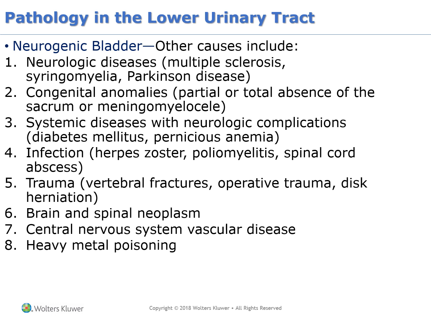And then congenital abnormalities. So partial or total absence of the sacrum or a meningomyelocele. And a meningomyelocele, let's break down this word. The meninges, that is the covering of your spinal cord. Myelo is the spinal cord, and then cele would be like an outpouch in your collection.